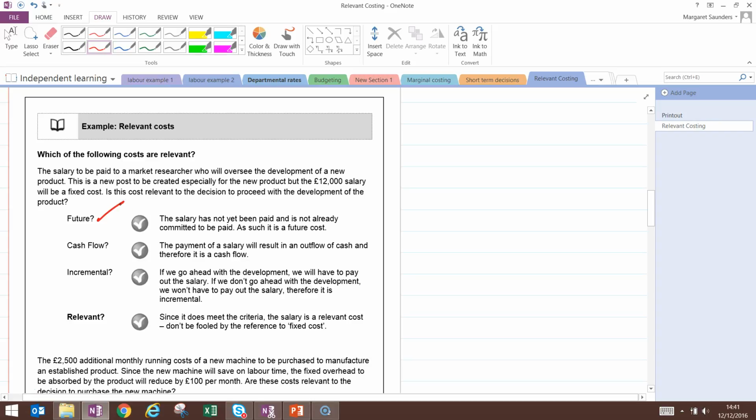Secondly, is it a cash flow? So yes, it will involve an actual outflow of cash. And thirdly, is it incremental? So will it change depending on whether the decision goes ahead or not? Well, if we don't go ahead, we won't create the post, so the salary will be zero. If we do go ahead, we will create the post and the salary will be 12,000. So it is incremental. So therefore, it is a relevant cost.